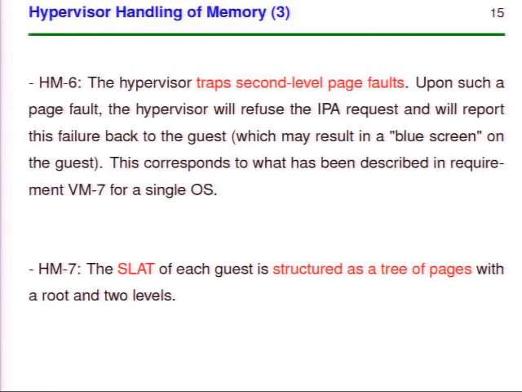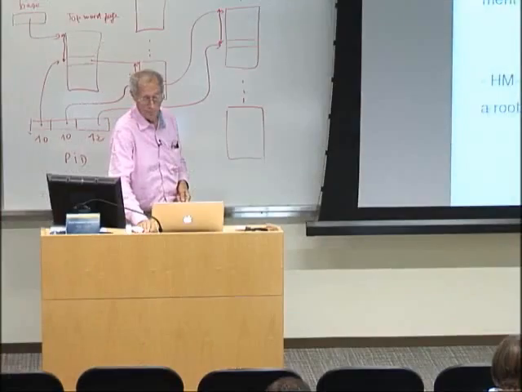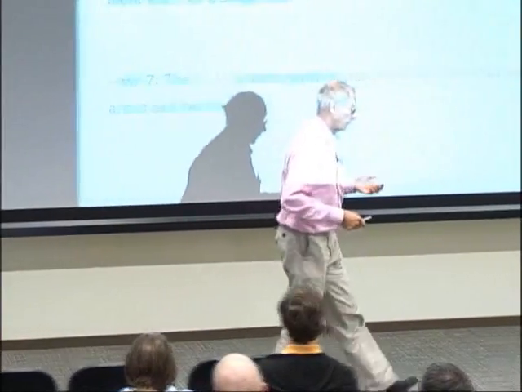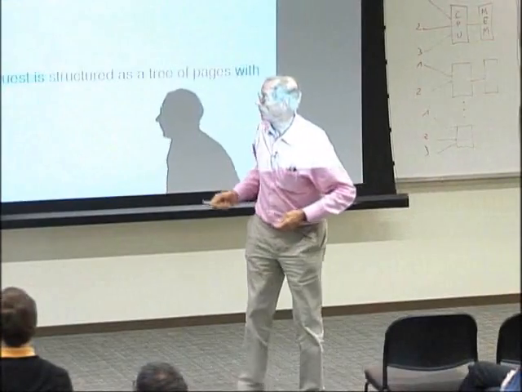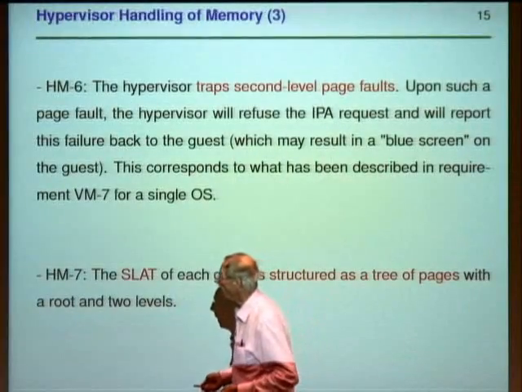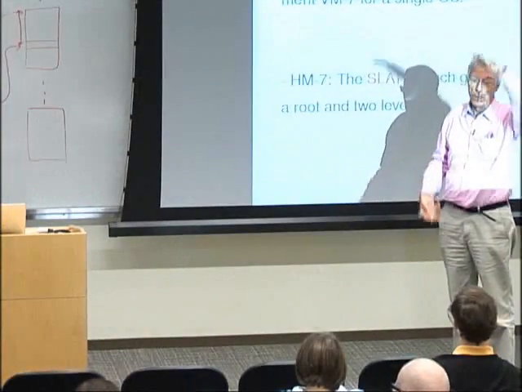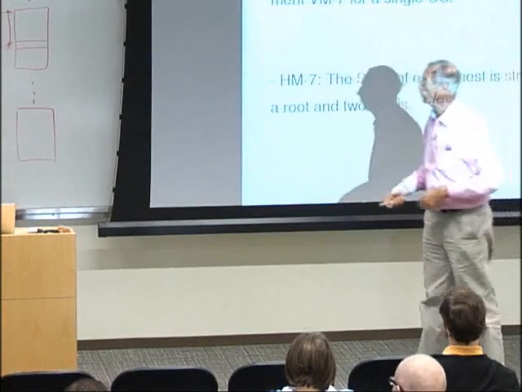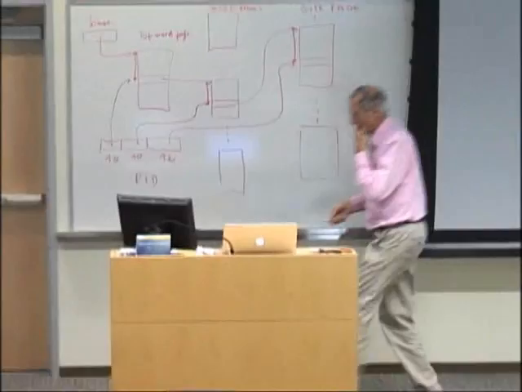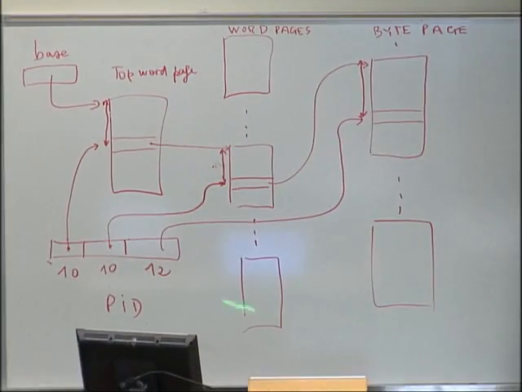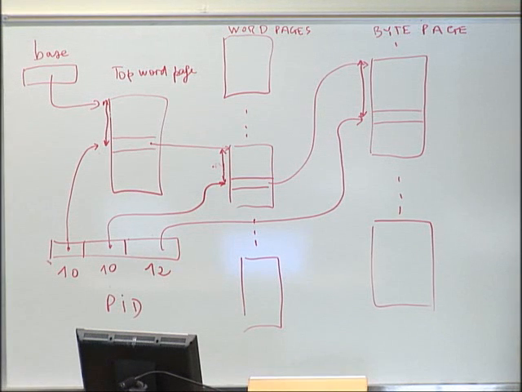And this is described here. Now the SLAT could be quite big. Therefore, the SLAT is in fact structured like this. Rather than having a unique table, which is far too big, it is controlled by a tree structure of pages.